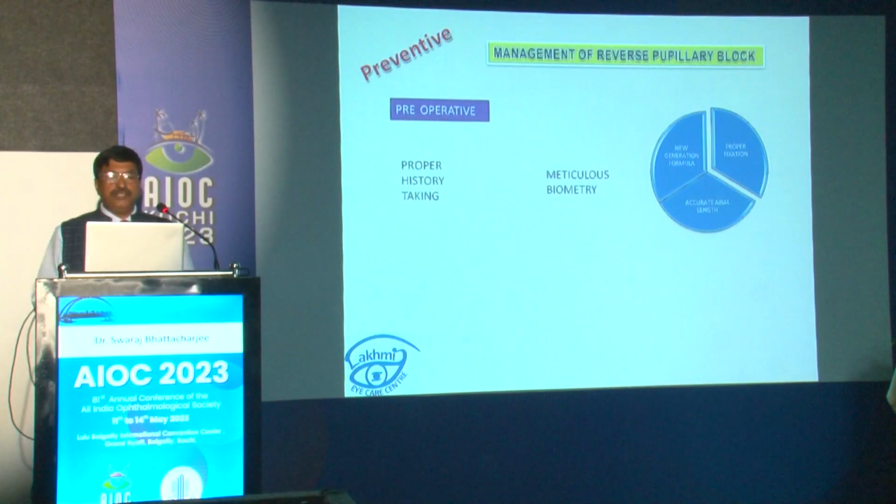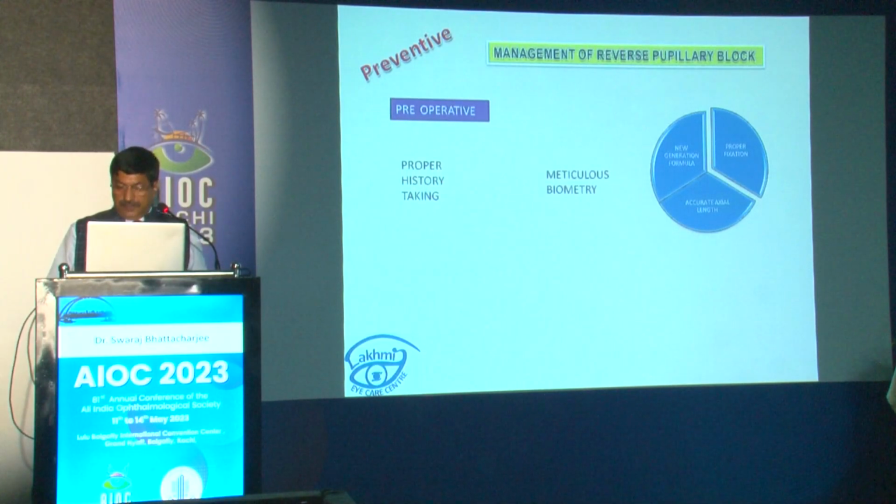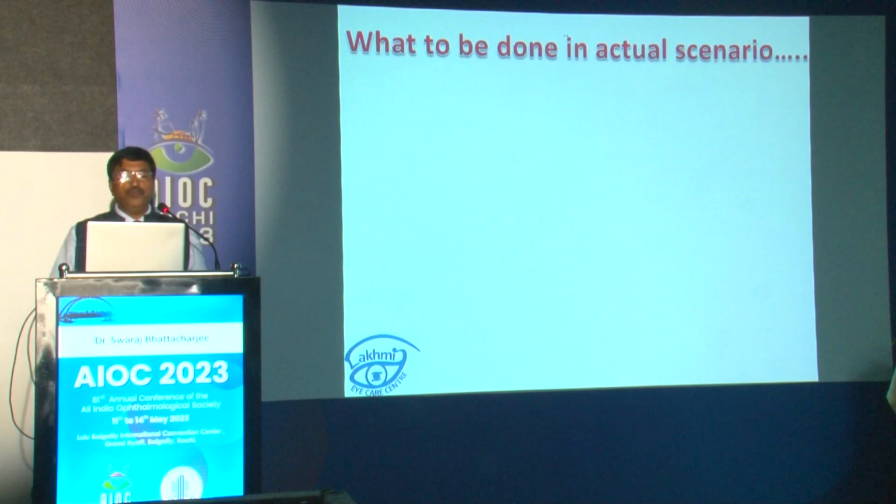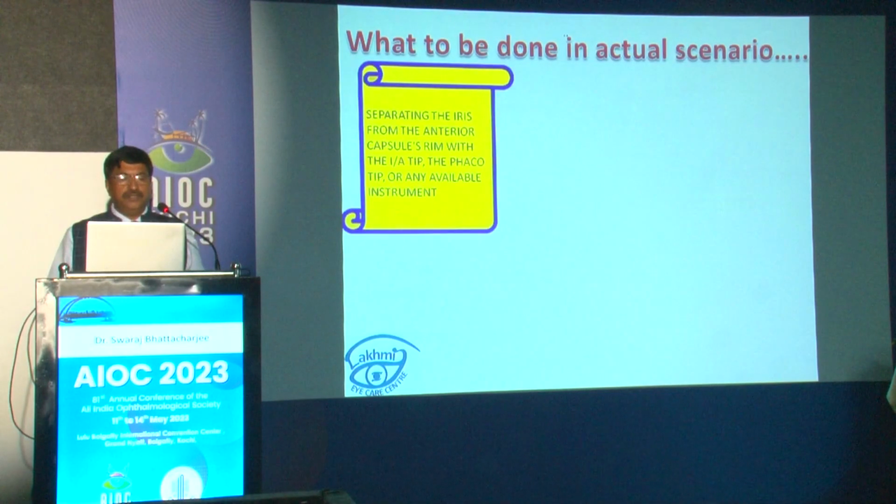Now, the management of reverse pupillary block: how to prevent it? Preoperatively, take a proper history. We should look for myopic patients. Do meticulous biometry, use the new generation formula, and ensure proper fixation to get the accurate axial length. Intraoperatively, we should have a low IOP phaco, low bottle height, and low irrigation setting.